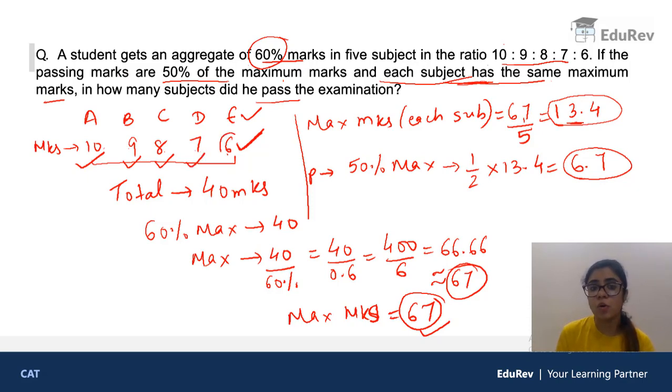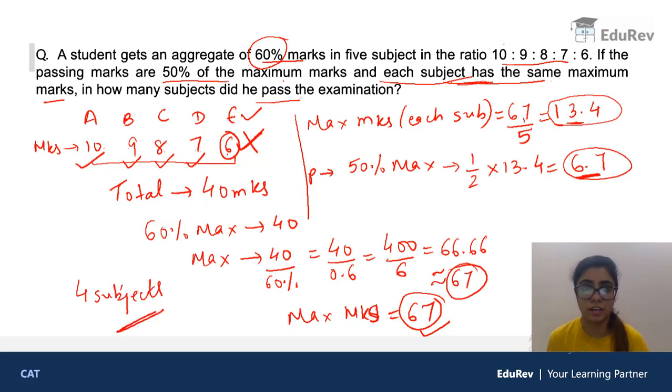But in E, he scored 6. He has to score a minimum of 6.7. So he has not passed in E. So the question is, in how many subjects did he pass? He passed in 4 subjects. Okay? And this becomes your answer.